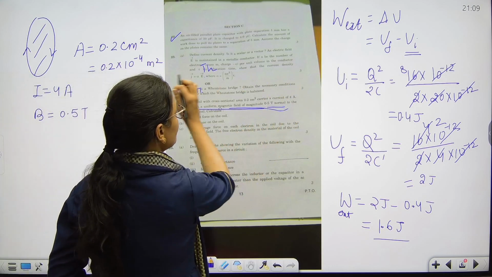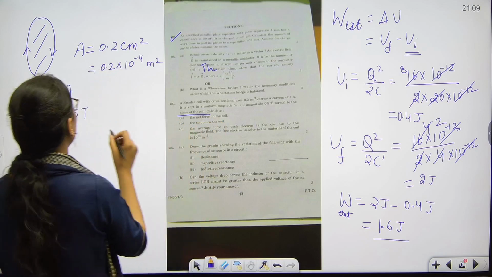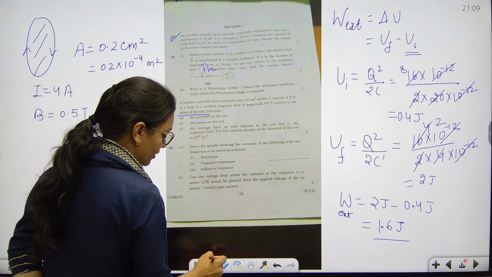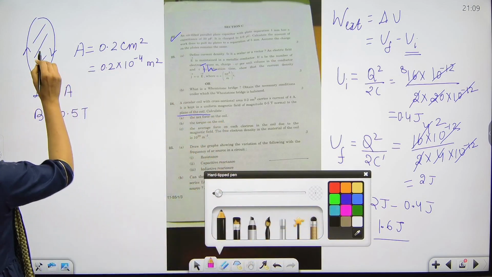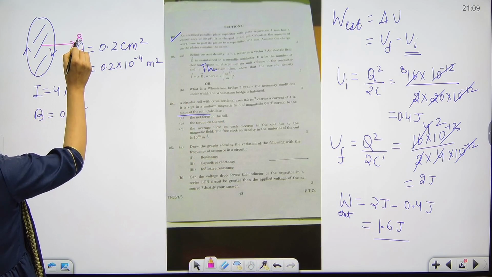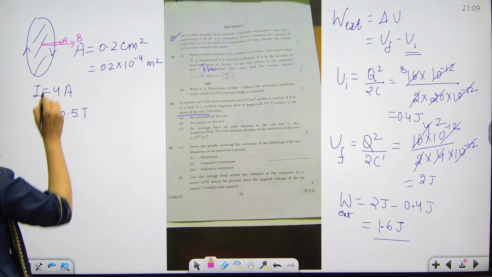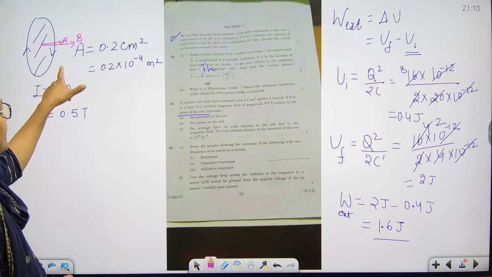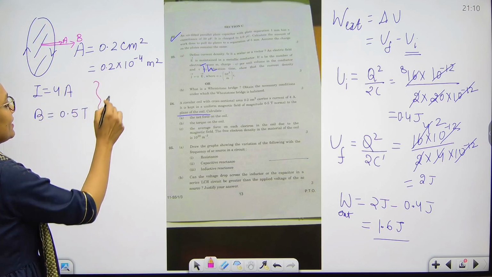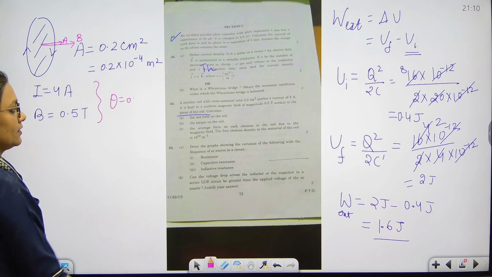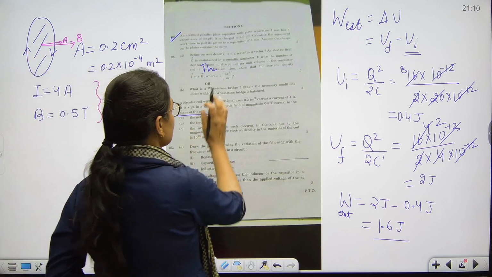Then we have: normal to the plane of the coil. Magnetic field is normal to the plane of the coil. This is telling us about the angle. It means area vector and magnetic field are in the same direction. It means the angle between area vector and magnetic field is 0 degree. This is the data which we can get from this particular line.